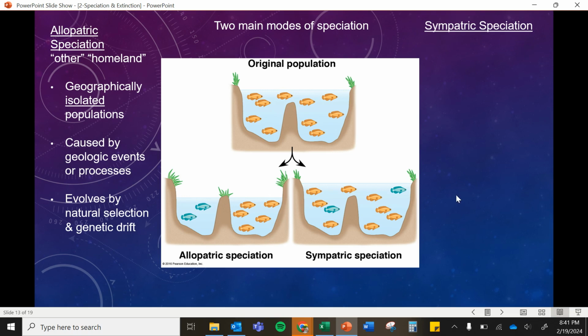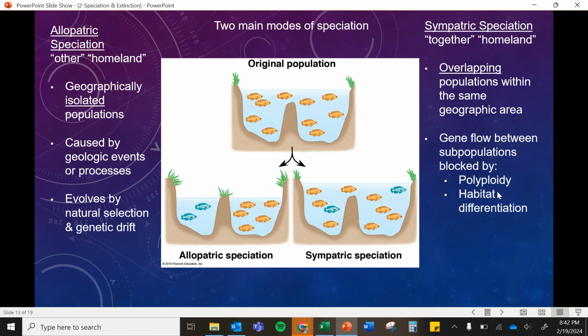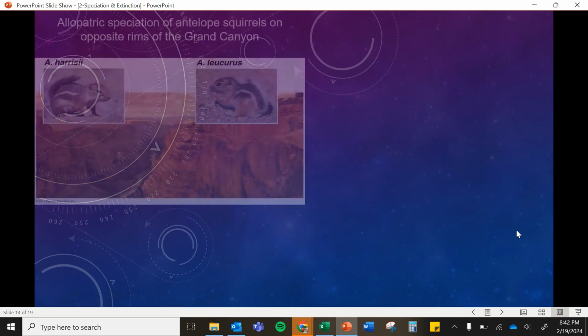Sympatric speciation. Sympatric means together, homeland. So these are overlapping populations within the same area or geographic region as shown here. These organisms live in the same area and could potentially mate because they are in the same area, but for whatever reason, they do not. We can have gene flow, but it's usually blocked by different genetic barriers, or even something called polyploidy, which is the number of chromosomes that it has. They could have habitat differentiation where they live in different habitats or niches in the environment. They could have sexual selection as some examples.